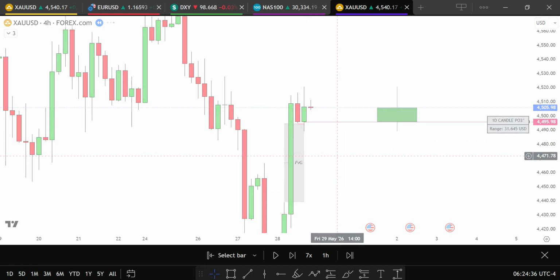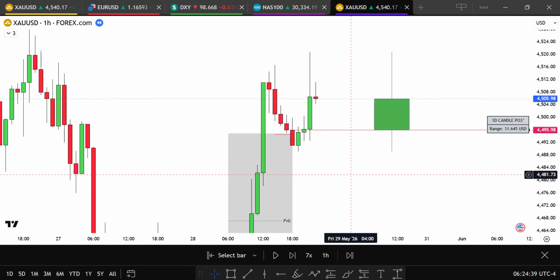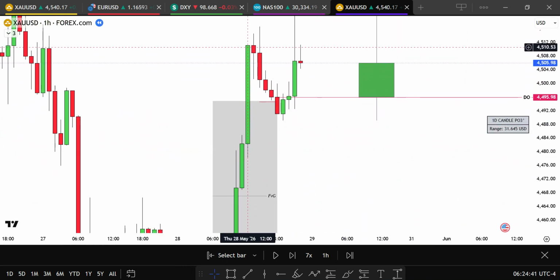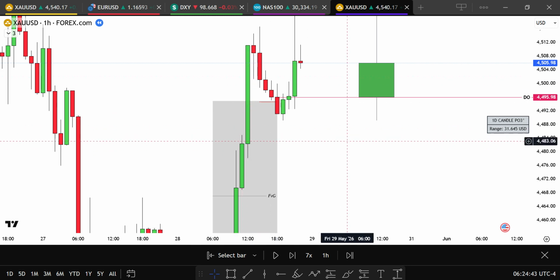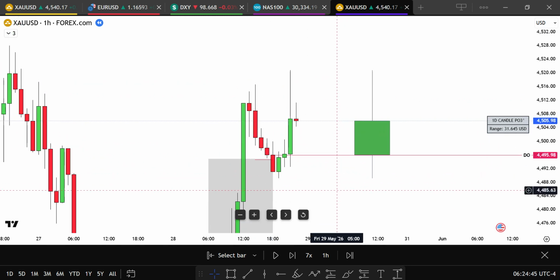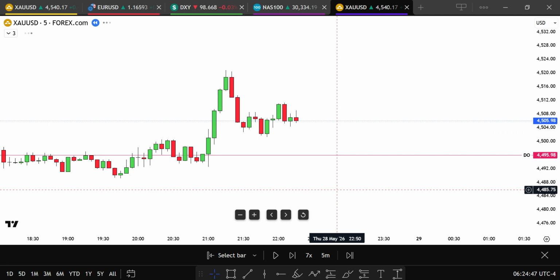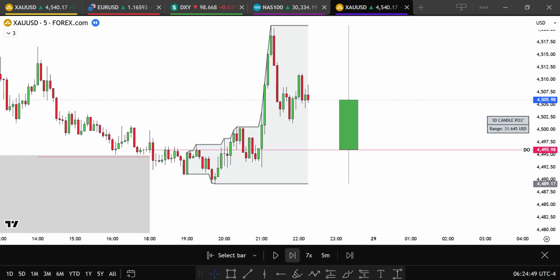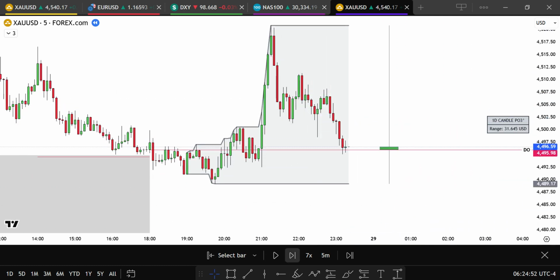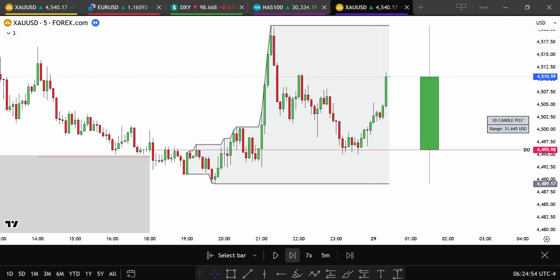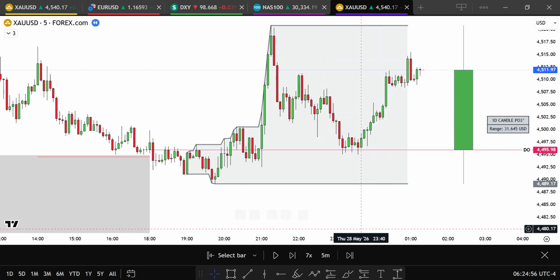And when you check the 1 hour time frame, you can see no candle closing below this bullish candle low, right? So there is a high probability that price will go up. Also, we have to wait for the Asian session to close. So what I did, I waited for the Asian session to close, and here you can see the Asian session close.